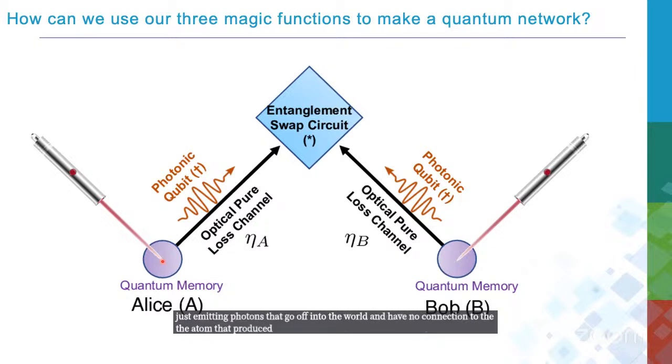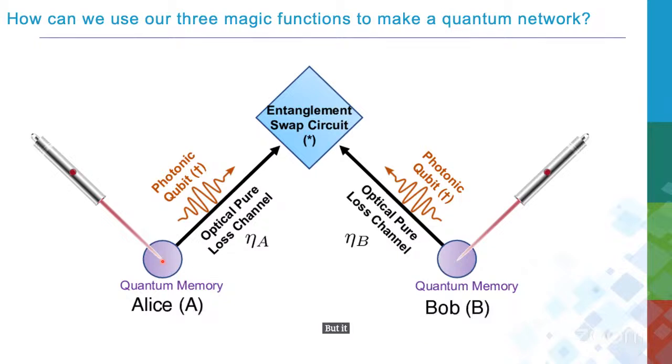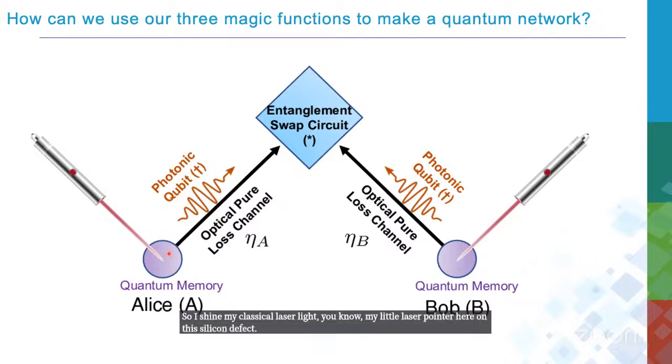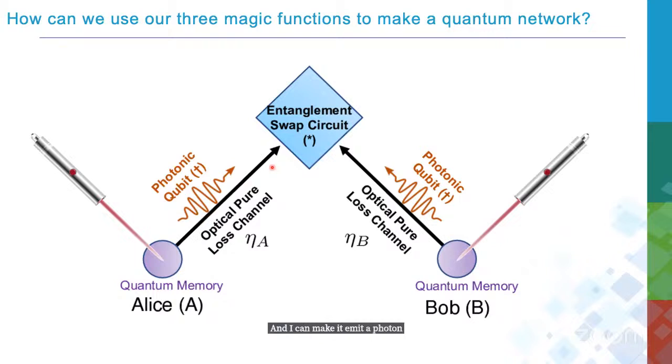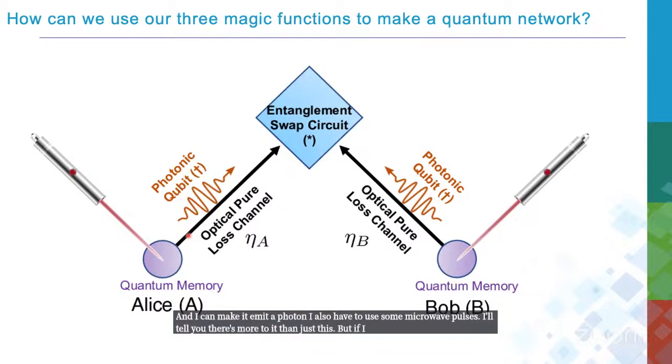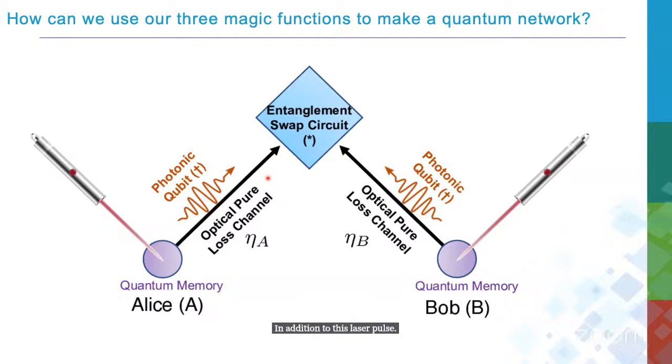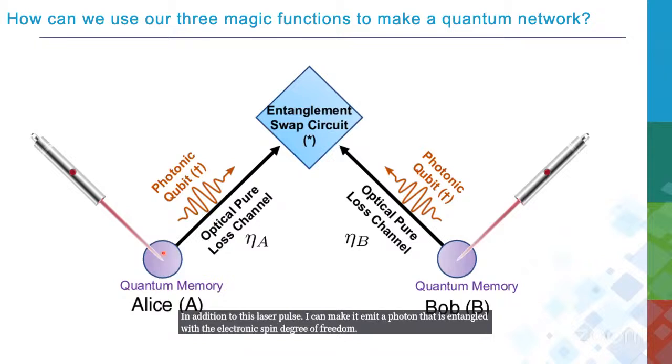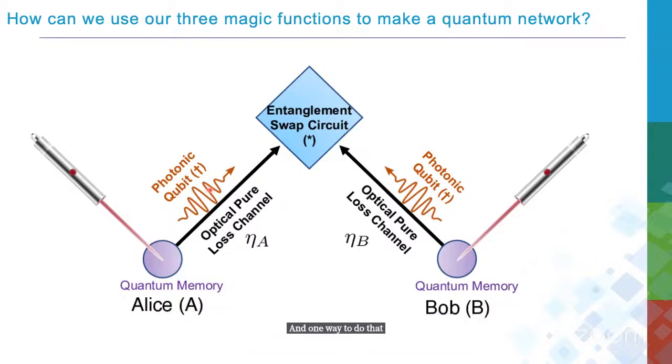It is actually possible to do that, but it is also possible to have them emit a photon that is entangled with that electronic spin degree of freedom. So I shine my classical laser light, my little laser pointer here, on this silicon defect, and I can make it emit a photon. I also have to use some microwave pulses. I'll tell you there's more to it than just this, but if I use a microwave pulse in addition to this laser pulse, I can make it emit a photon that is entangled with the electronic spin degree of freedom.